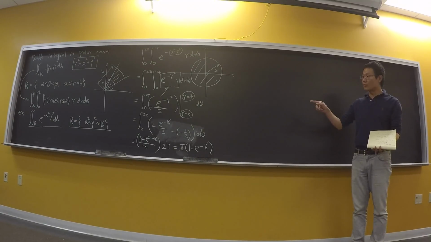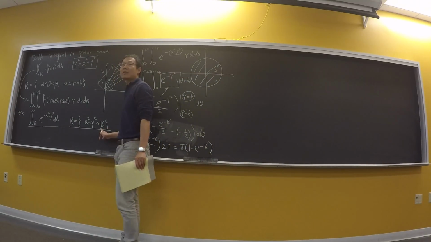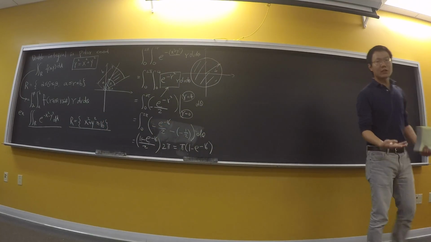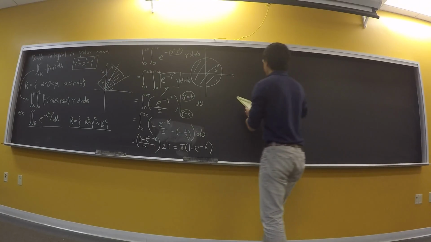So in this particular problem, I have the integrating function. I also have this region to be quite explicit. There are some other problems where you have to extract the information for the integrating function and then identify it as a polar region. So this is the next example.